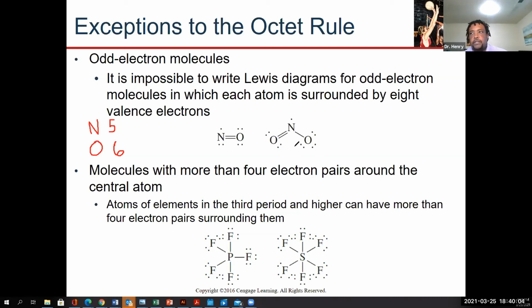Count the number of electrons around them. How many is around this oxygen? 8. And then how many is around this oxygen? 8. And then how many is around the nitrogen? 7. That's right. Let me show you in terms of formal charge.